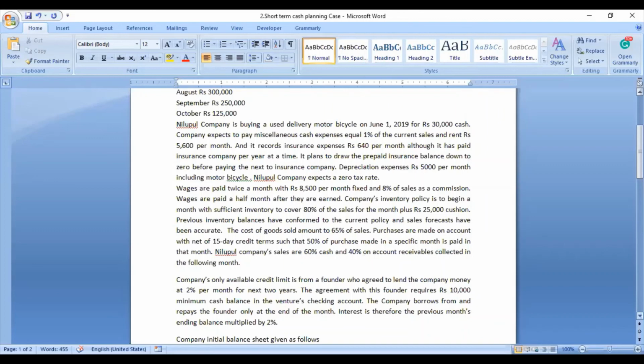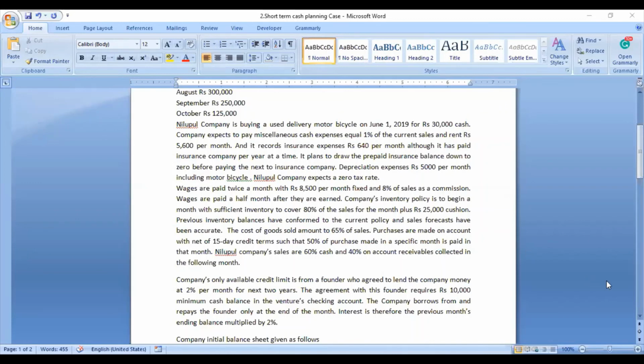Wages are paid twice a month, with 8,500 rupees per month fixed and 8% of sales as commission, and wages are paid half a month after they are earned. The company's inventory policy is to begin a month with sufficient inventory to cover 80% of the sales for the month plus 25,000 rupees of cushion. Previous inventory balances have conformed to the current policy and the sales forecasts have been accurate. The cost of goods sold amounts to 65% of sales.